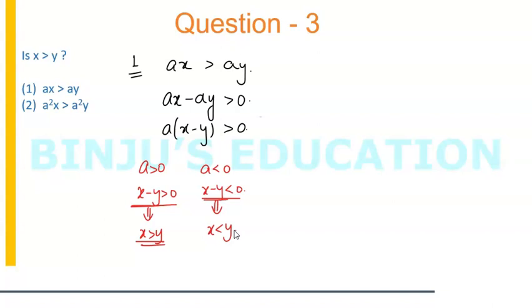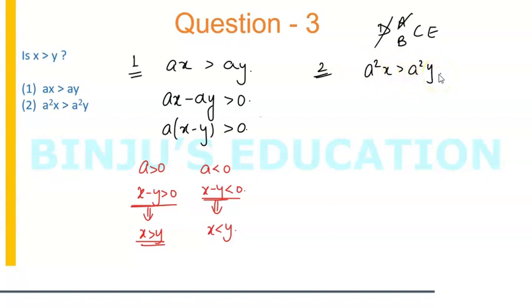So do I have a conclusive answer from statement 1? No, I don't have a conclusive answer from statement 1, which means A goes out, D goes out. Okay, now the second one. Second one is A square X is greater than A square Y.